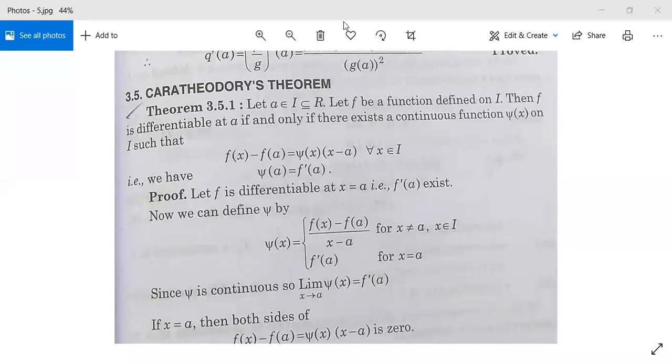ठीक है, तो हम लोग आगे चलते हैं कैरेथियोडोरिस थ्योरम पर। देखो, let A belongs to I which is subset of R, and let F be a function defined on I. Then F is differentiable at A if and only if there exists a continuous function psi x on I such that fx minus fa is equal to psi x into x minus a for all x in I. That is, we have psi a is equal to f dash a.